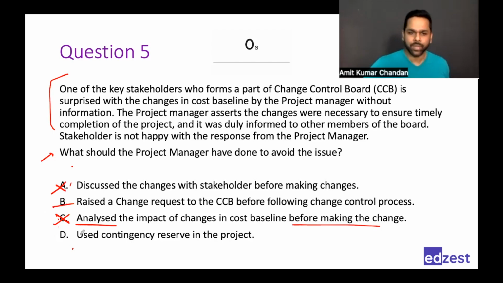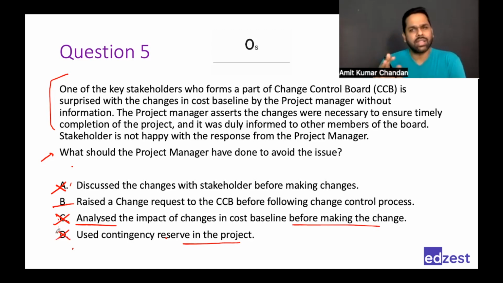Then we go to D, use contingency reserve in the project. We don't know that, right? Whether the contingency reserve would have solved the problem, whether the contingency reserve was good enough and then changes were not required, we don't know about that. So we can eliminate this.